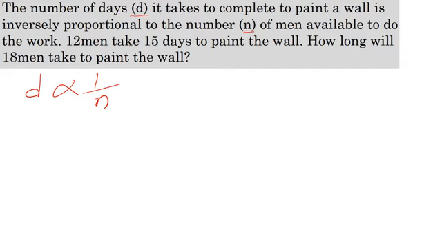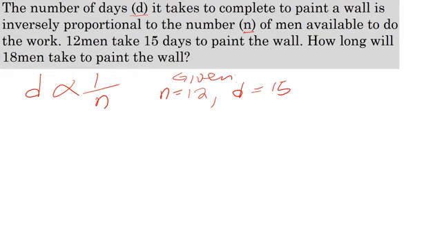So that's the inverse relationship. And now they're saying 12 men take 15 days to paint the wall. We are given that n, I mean men, is equal to 12. Remember, men is represented by n. And we are told that it takes 15 days to paint the wall. So how long will it take to paint the wall?